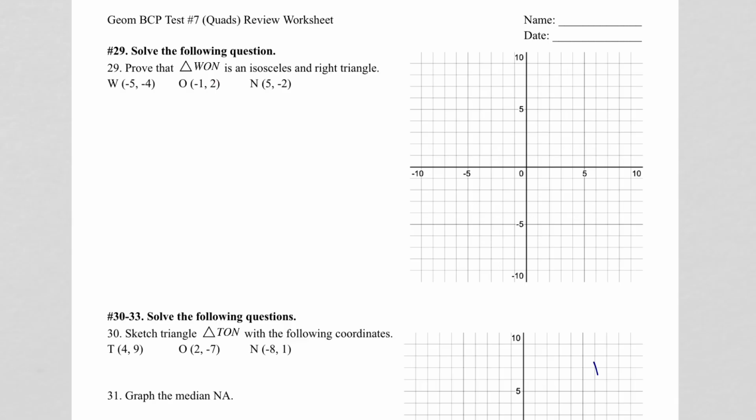Okay, first thing I want to do is draw the triangle. So -5, -4 is the point there, -1, 2 is there, and 5, -2 is here, and this was WON. I need to use a ruler. This program doesn't let me draw straight lines, so I need a ruler on my screen. And I'll draw this.